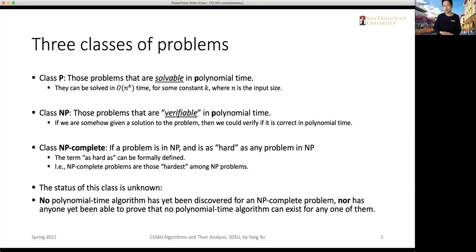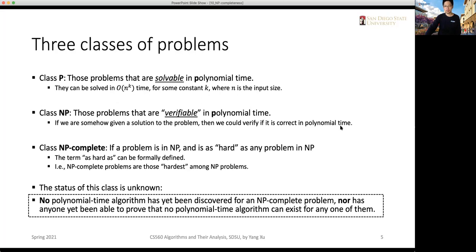Although people can guess, scientists have some reasonable guesses about the relationship between NP and NP-completeness. So we can go through some of those guesses here. But the statement in this box is basically the current status.